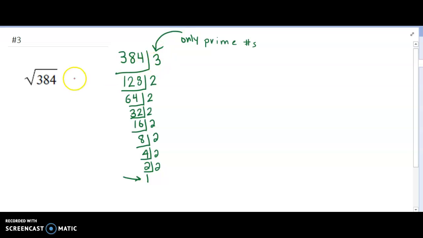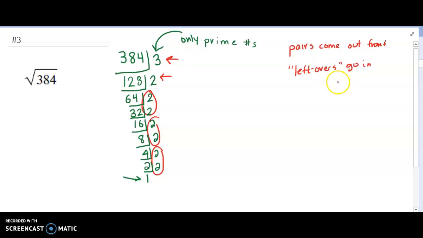All right, now I have my prime factorization of 384. It's 3 times 2 times 2 times 2 times 2 times 2 times 2 times 2. I'm going to go through and circle my pairs. I have a pair of 2's, a pair of 2's, and a pair of 2's. I can't pair the 3 and 2 because they're different, so I have a leftover 3 and a leftover 2. Remember, pairs come out front, and leftovers go in the fridge.